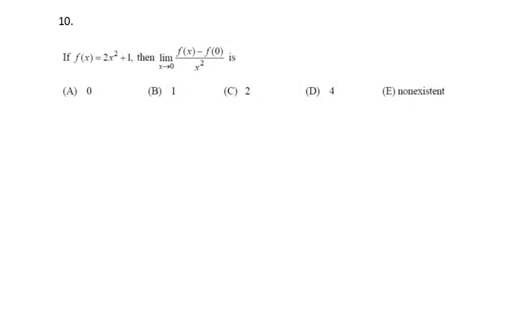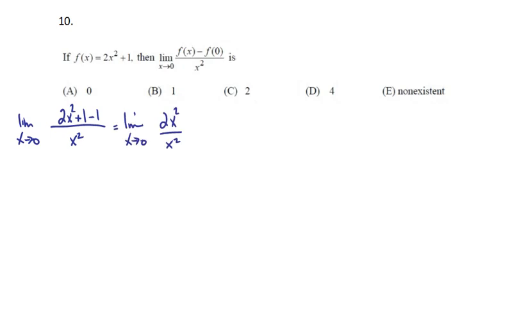In problem number 10, if f of x equals 2x squared plus 1, then the limit as x approaches 0 of f of x minus f of 0 over x squared would be what? So first of all, we want to take out the f of x and plug in what it is, 2x squared plus 1. And we want to subtract from that f of 0, but if I plugged in 0 into the original function, I would just be left with 1. So I want to subtract 1. And then that's all over x squared.